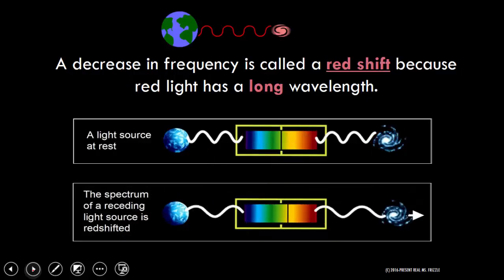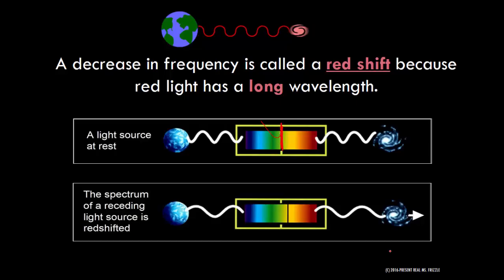And as you probably guessed, red is exactly the opposite. If this is like our reference point right here, and it gets shifted this way towards the red end of the spectrum, that means that this galaxy or this star that we're looking at is moving away from us because those wavelengths are being spread out.